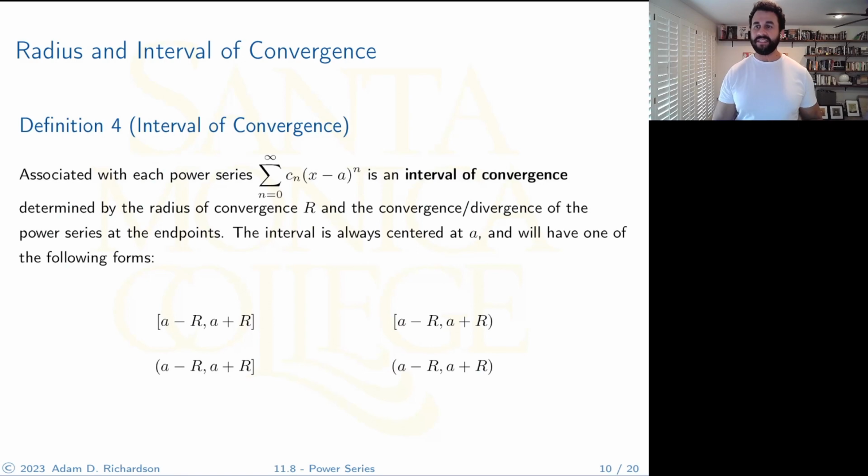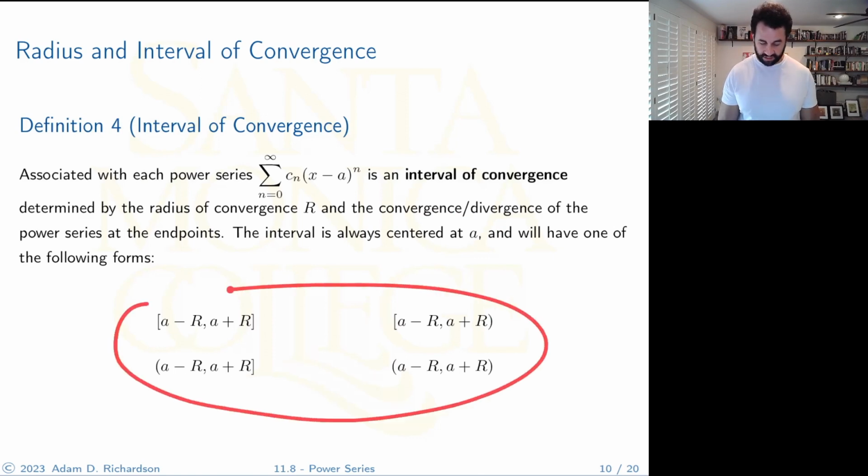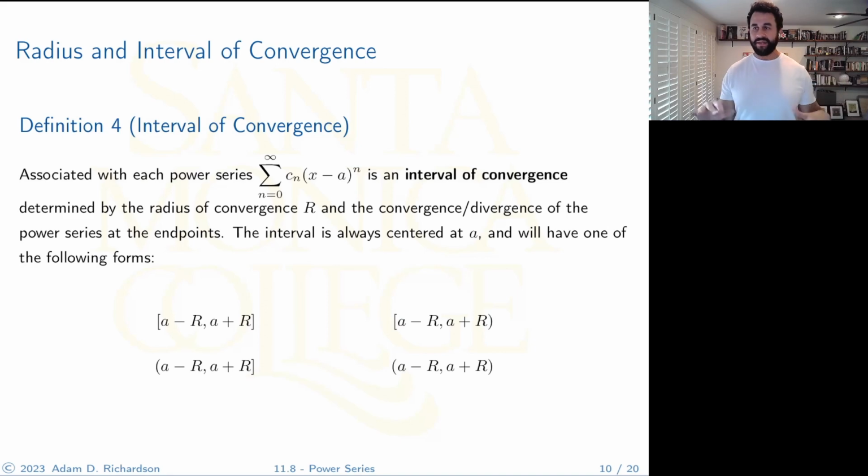In practice, it is easier to investigate the interval of convergence first and then determine the radius of convergence. So associated with each power series is an interval of convergence, and the interval of convergence is determined by the radius of convergence r and the convergence or divergence of the power series at the endpoints. The interval is always centered at a. That's why we call it the center. And the interval of convergence will always have one of these 4 forms. Again, this is not something you should memorize. It's really just trying to be complete and clear with what's happening.